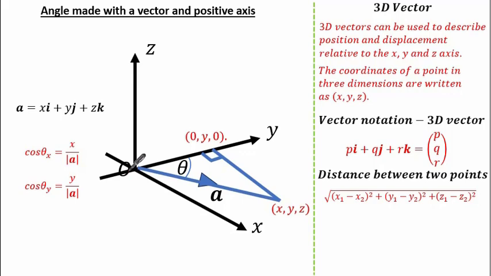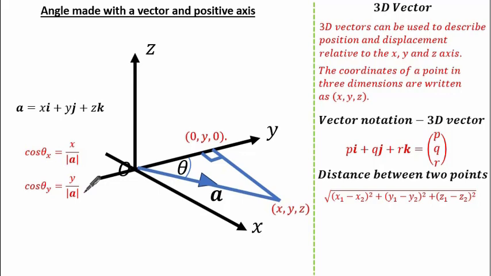If the question wanted us to work out the angle between the vector and the y-axis, we're still using cos, because we have our adjacent and we have our hypotenuse. Given the fact the adjacent is the y or the j component, and the hypotenuse is the magnitude of the vector, that means, using cos, the trig ratio would be y over the magnitude of our vector.